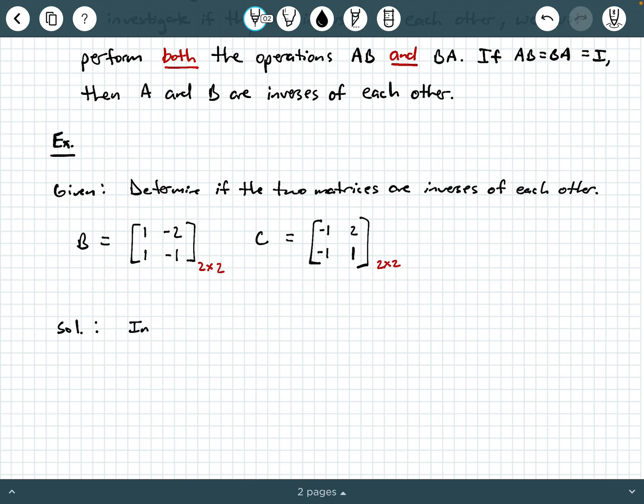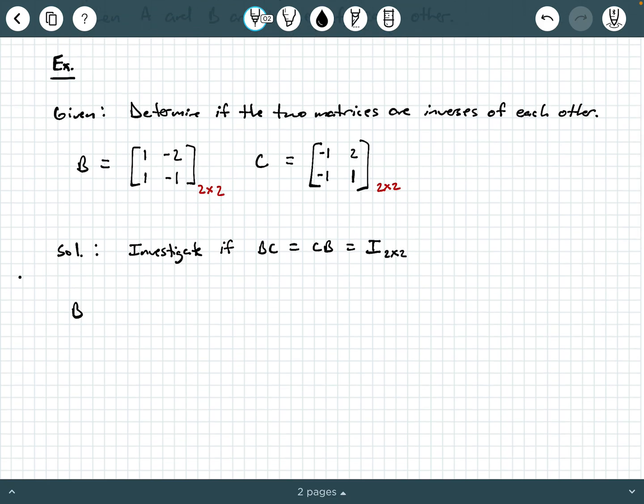So again, under solution, we need to investigate if BC equals CB, and it equals the 2 by 2 identity matrix, okay? So let's perform this first multiplication operation to get started. We're going to say BC equals, and I'm just going to recopy these, multiply by -1, 2, -1, 1. And I'm going to go ahead and just put the sizes down here.